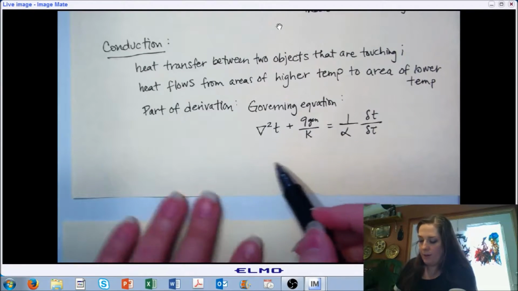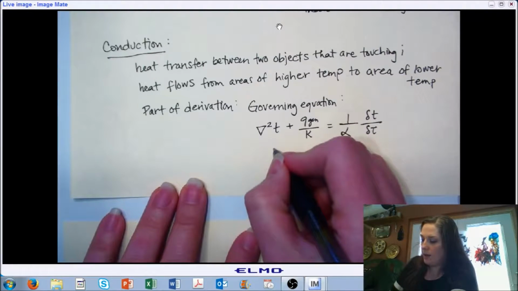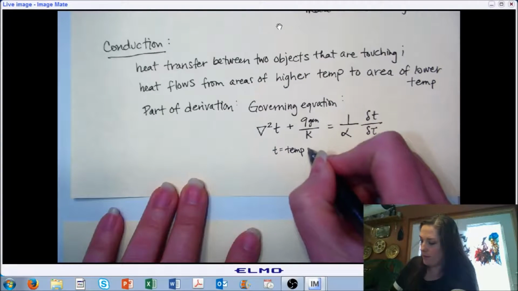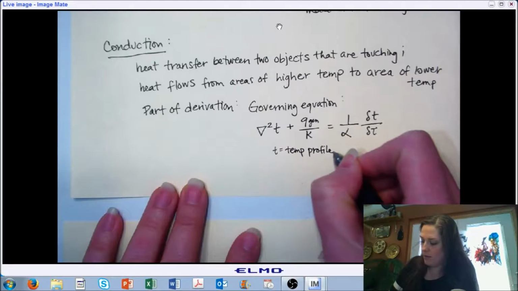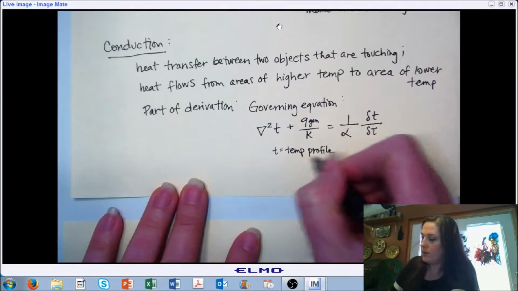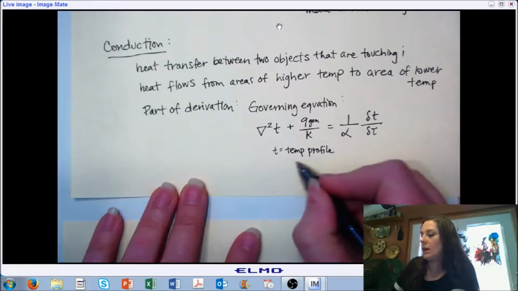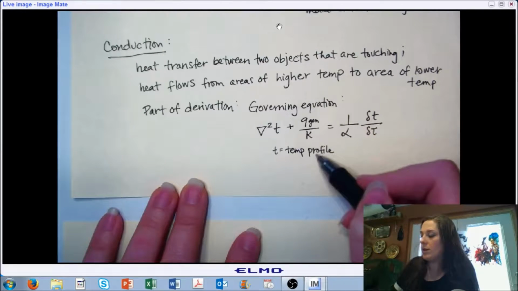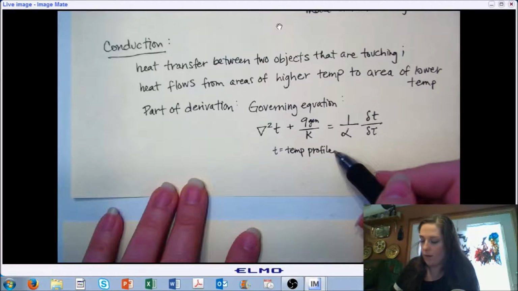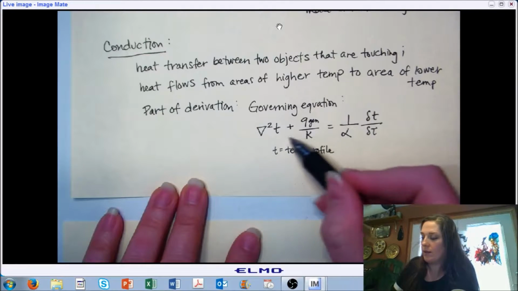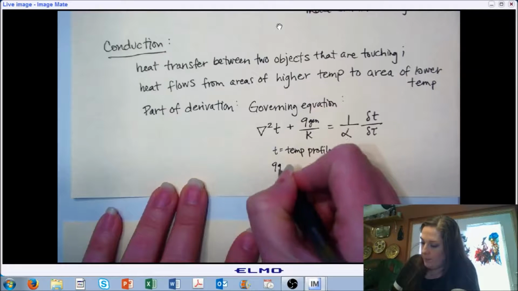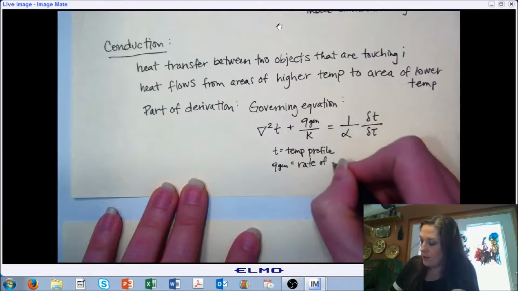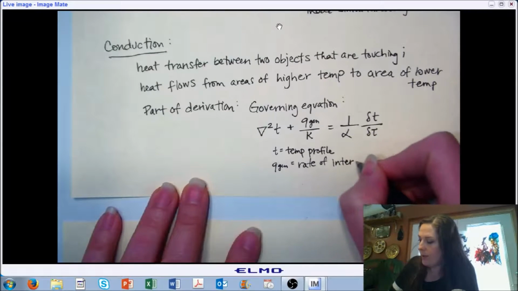So in this governing equation, this little t represents our temperature profile. So it's the temperature within all of the solid pieces that are touching. And so the energy is going to flow from a higher temp to a lower temp. So you're going to have a profile within the material. You could potentially have a material that has an internal heat generation.